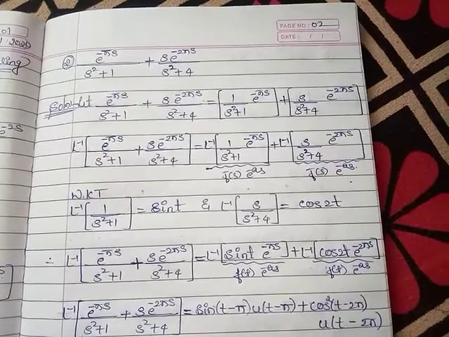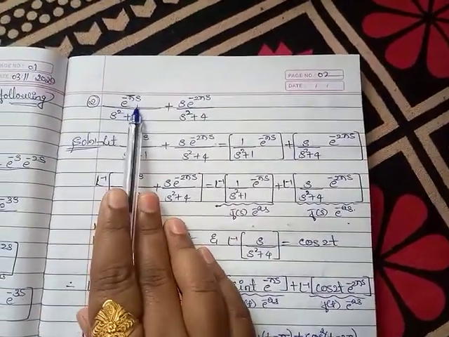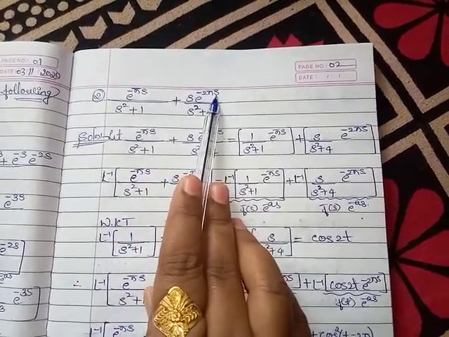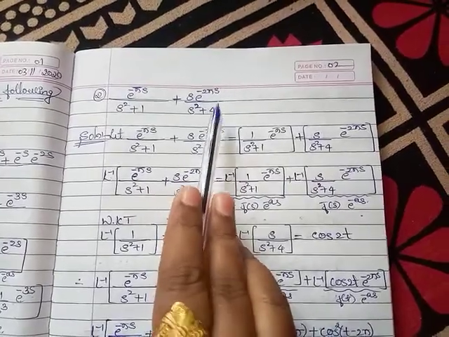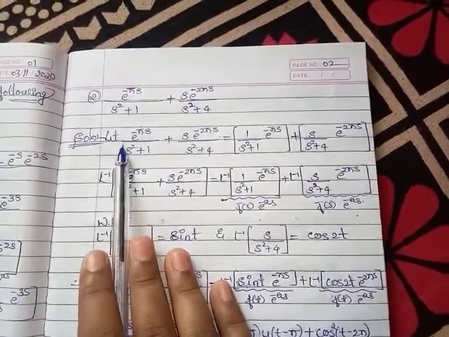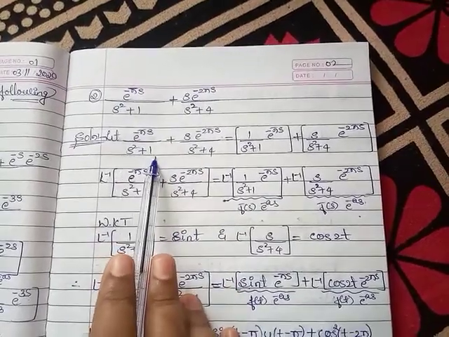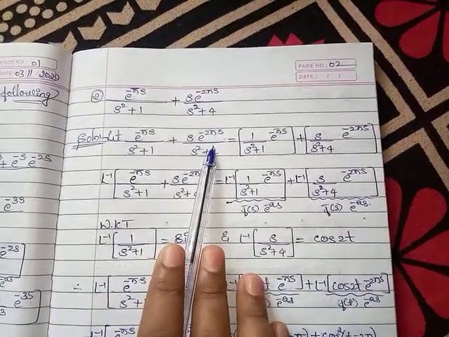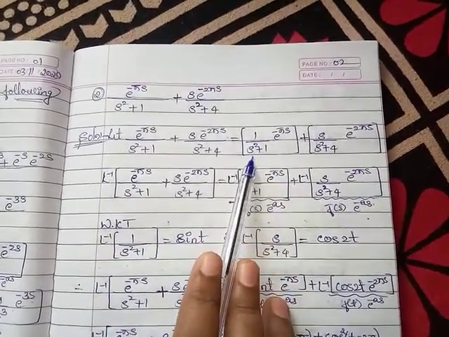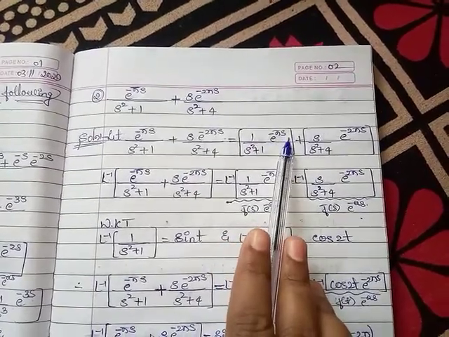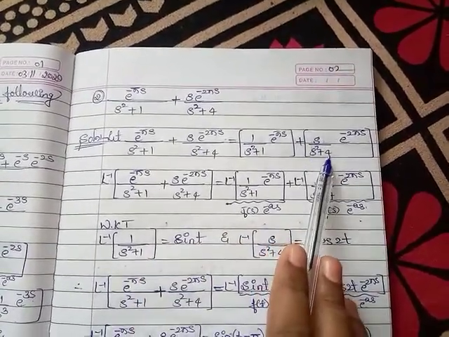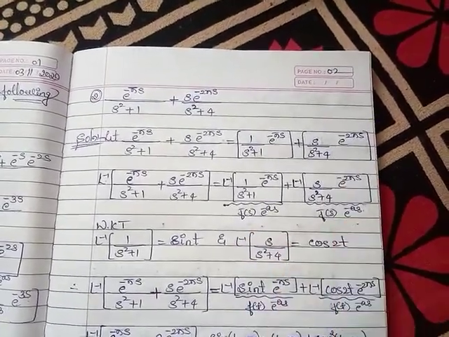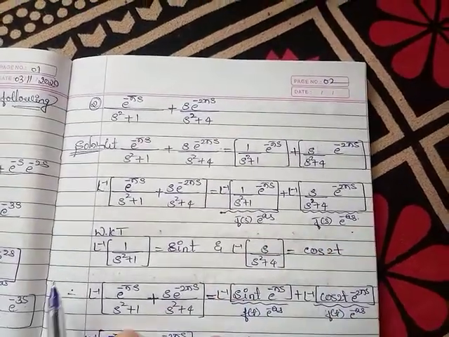Next example: e raised to minus pi s divided by s square plus 1, plus s into e raised to minus 2 pi s divided by s square plus 4. Here I am writing these terms as 1 divided by s square plus 1 into e raised to minus pi s, plus this as s by s square plus 1 into e raised to minus 2 pi s, just to identify the terms f bar of s and e raised to minus as.